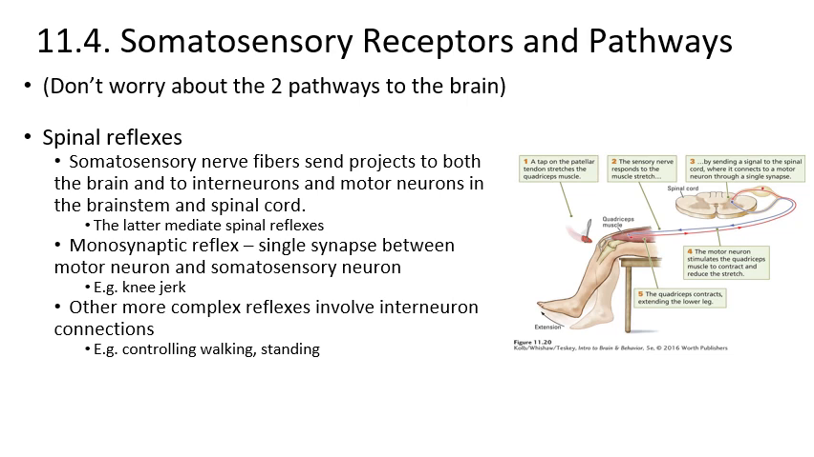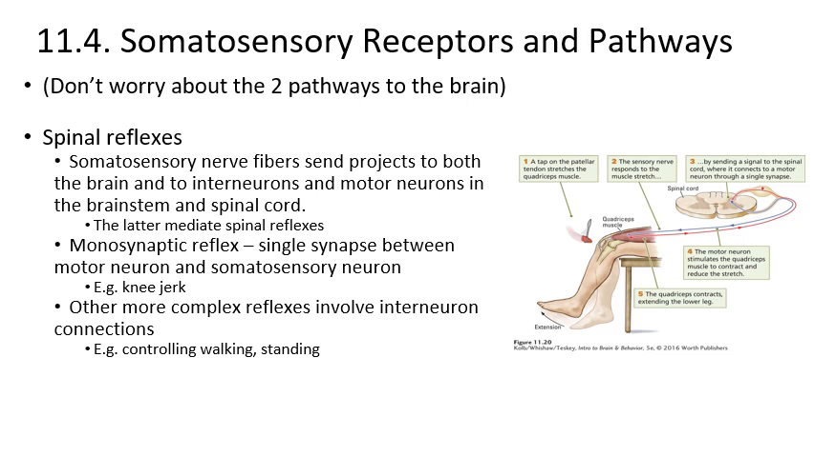So moving on to spinal reflexes. Somatosensory nerve fibers send projections to both the brain and to interneurons and motor neurons in the brainstem and spinal cord. And those interneurons and motor neurons in the spinal cord mediate spinal reflexes. So there are different types of spinal reflexes. The first is a monosynaptic reflex, in which there's a single synapse between the motor neuron and the somatosensory neuron. And this makes it quicker. There's no interneuron to mediate the response.